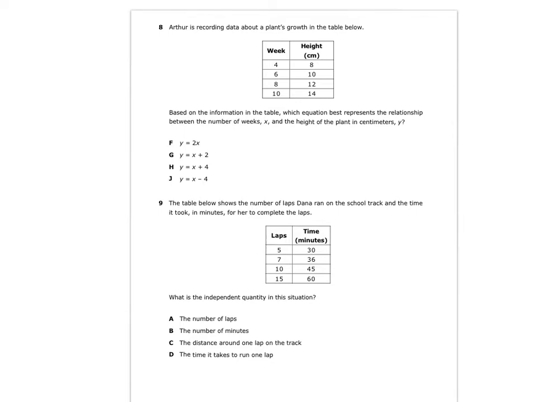Number 9. The table below shows the number of laps Dana ran on a school track and the time it took in minutes for her to complete the laps. What is the independent quantity in this situation? The number of laps, the number of minutes, the distance around 1 lap on the track, the time it takes to run 1 lap.